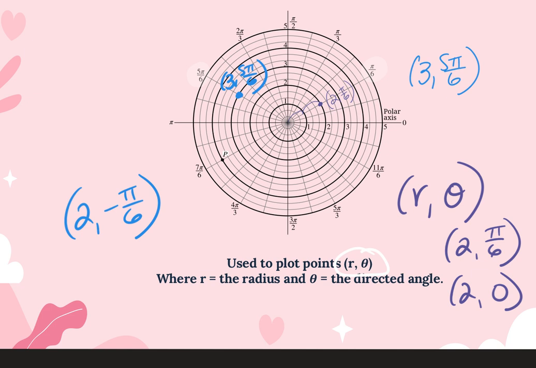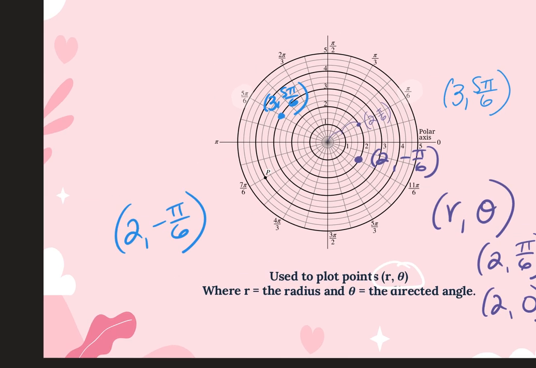I go to 11 pi over 6, right? Go to pi over 6, flip it down, and it's here. And go to 2. This would be 2, negative pi over 6, okay? We know how to do that. What we haven't done yet is if there's a negative on the r. If there's a negative on the r, then instead of going towards the angle, you go the opposite way.